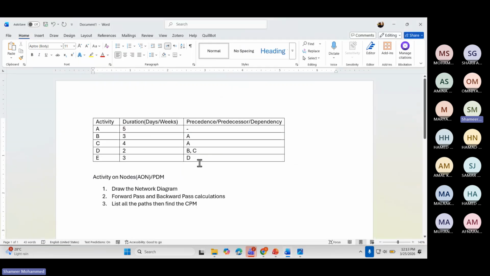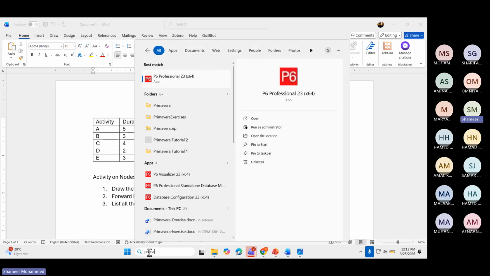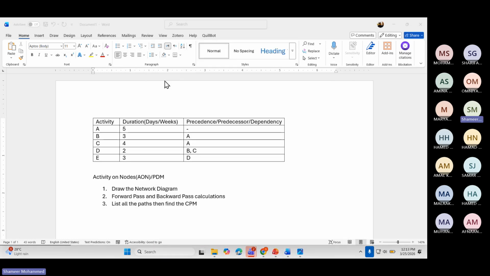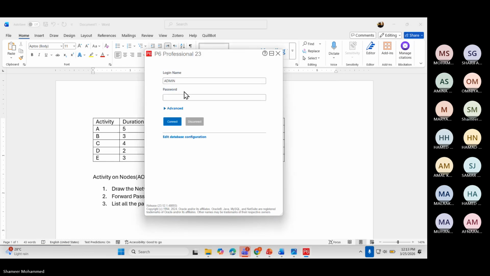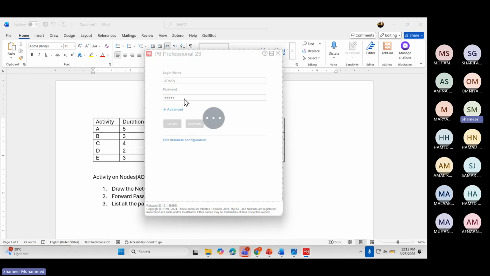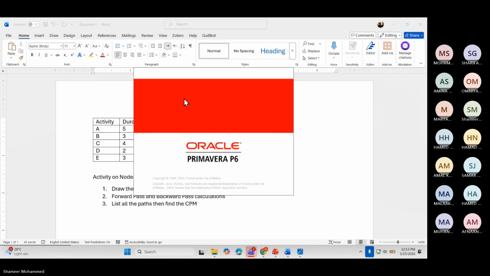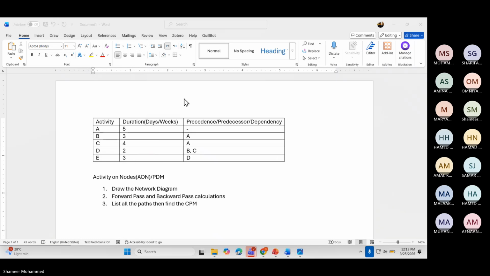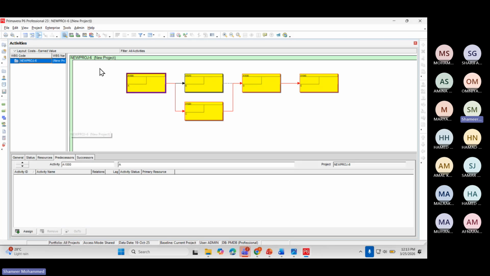So the same thing, how you can draw using Primavera. So in Primavera, I start this application and I will show you. This is admin, default. I have given this password. I will not create WBS. I will directly create the activities.